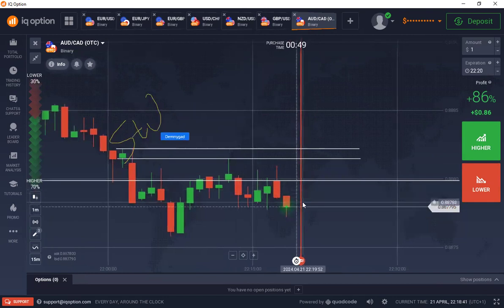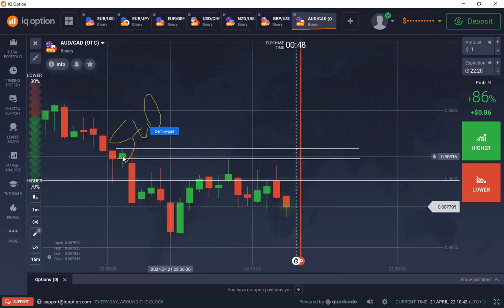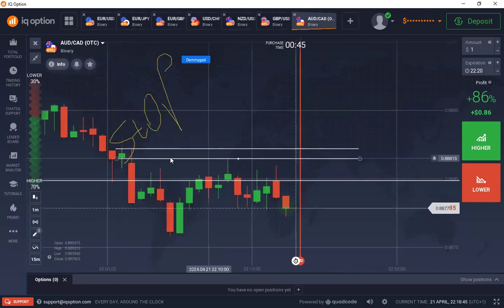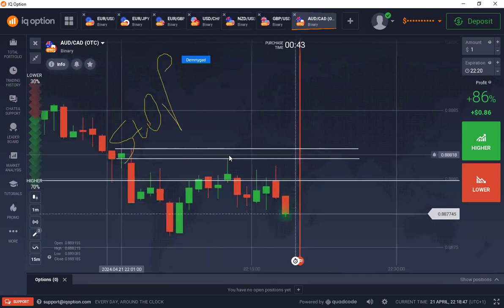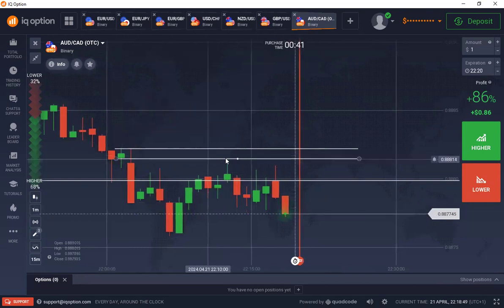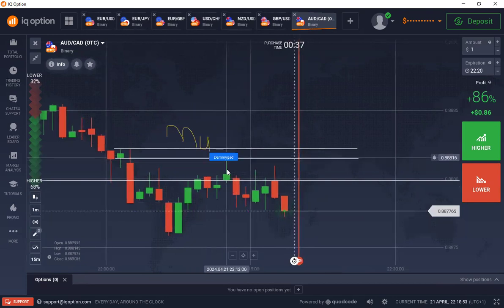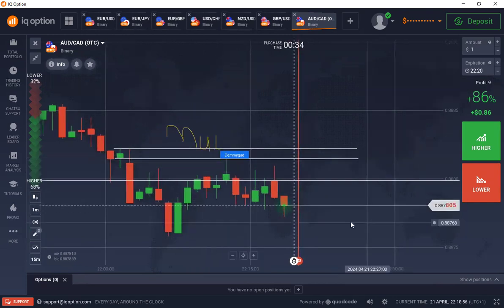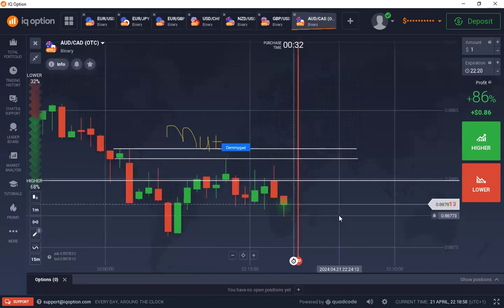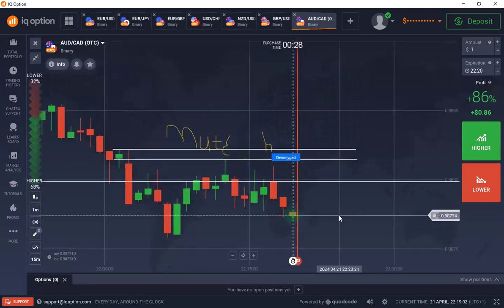Your entry should be right from this zone. Then observe the candle that is forming from the zone, then you place your trade.